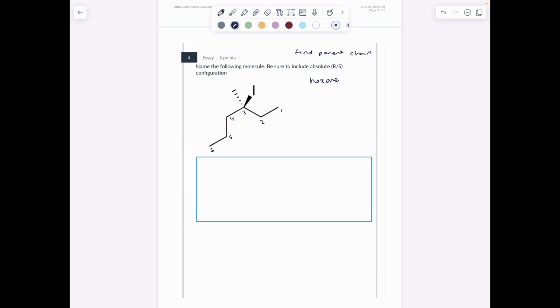So that's step 1. Step 2 is identify and number your substituents. And so we have 2 substituents here, 3-iodo and 3-methyl. And then the last thing is we combine it all in alphabetical order and check for stereochem.